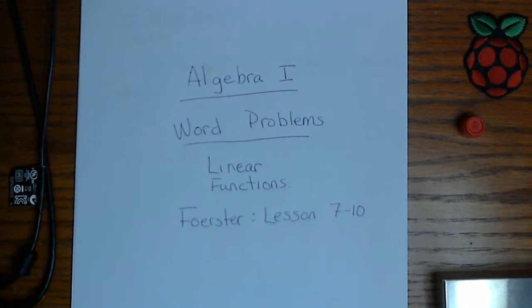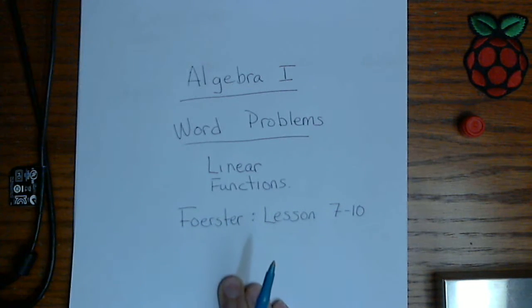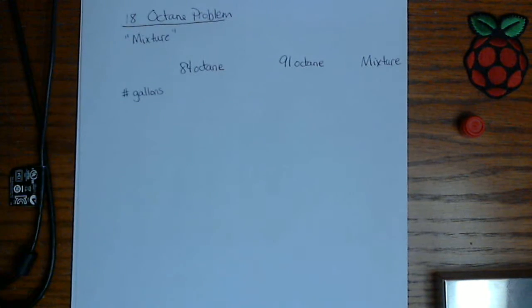Suppose that a wholesaler has 84 octane gas and 91 octane gas. The wholesaler mixes X gallons of 84 octane gas and Y gallons of 91 octane gas, and we're supposed to come up with an expression for the number of gallons of octane in the mixture.